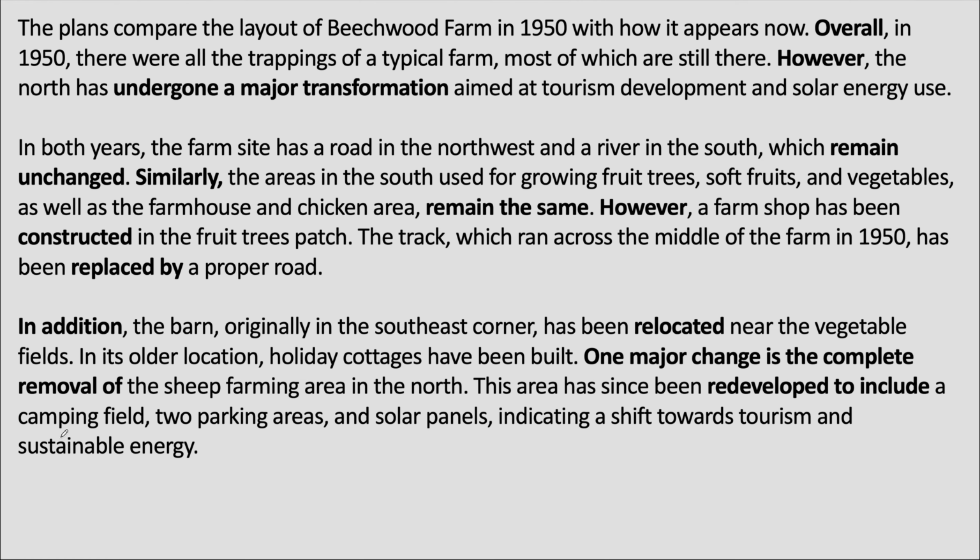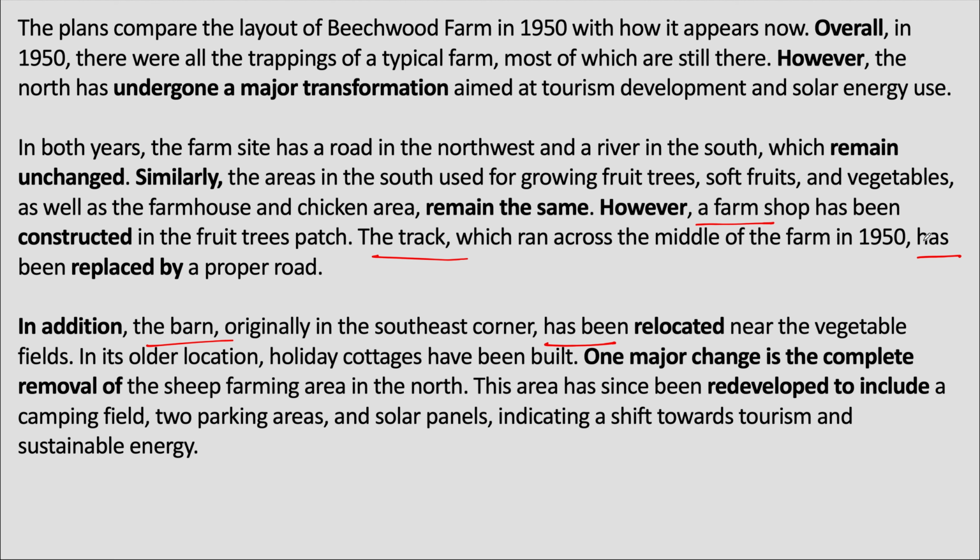In the answer, we write, a farm shop has been constructed, the barn has been relocated, and the track has been replaced. If we try to write these in active voice, we would have to say things like, the farmer has constructed a farm shop, someone relocated the barn, they replaced the track with a road. This creates two problems. First, the maps don't tell us who did the work. So adding the farmer or they is unnecessary.